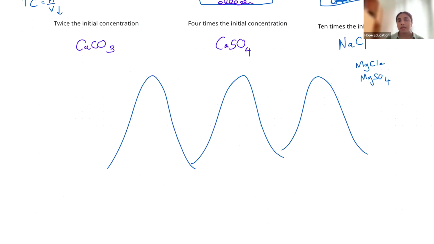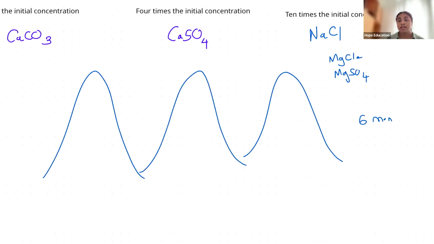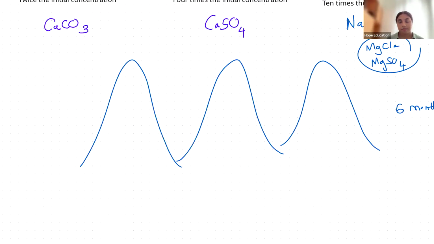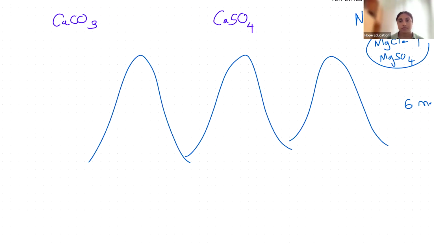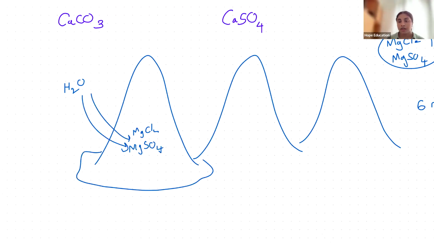Then what happens? We keep these piles for about 6 months. What happens to MgCl2 and MgSO4 when they are in piles? They will absorb the moisture in the atmosphere, the water vapor. So MgCl2 and MgSO4 will absorb this moisture and dissolve and form a kind of puddle around the piles.